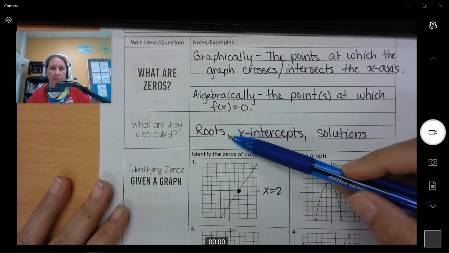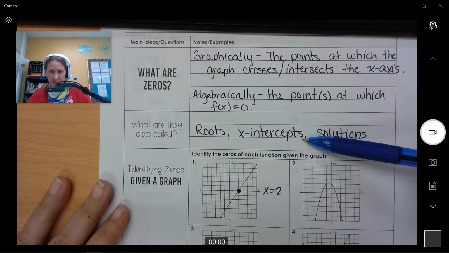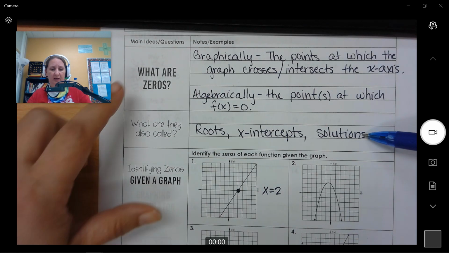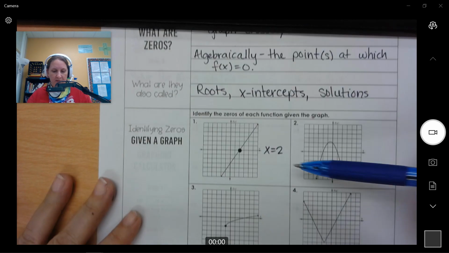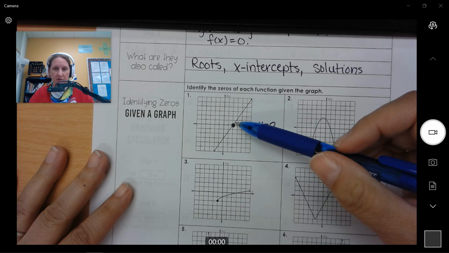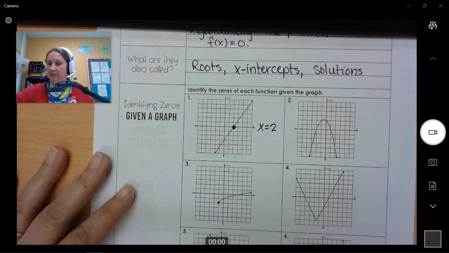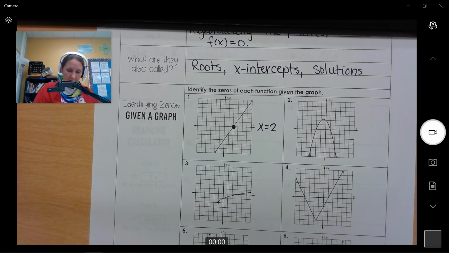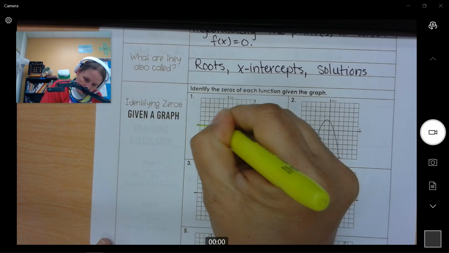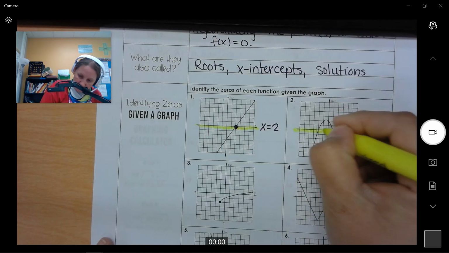We also call them roots. They're called x-intercepts, and they're called solutions. And of course, zeros. So we can do this graphically. So where on the graph does it cross the x-axis? So again, we're only looking at where it crosses the horizontal axis, that x-axis.